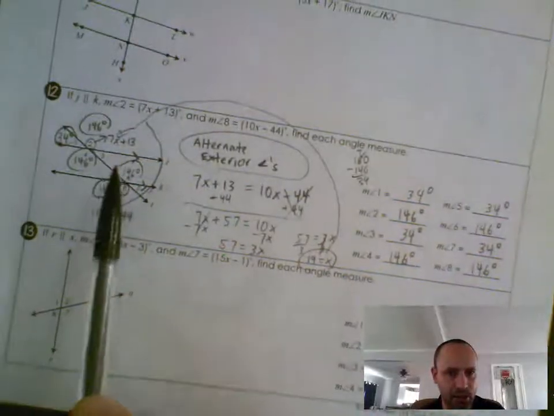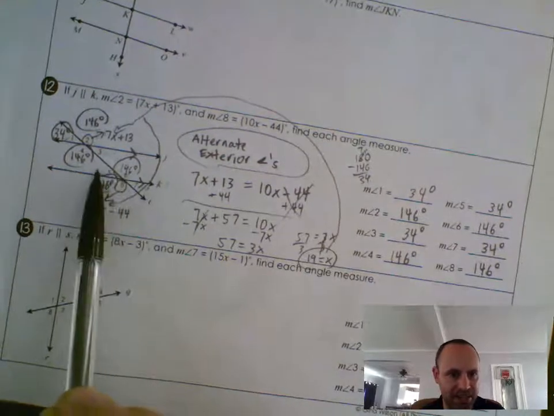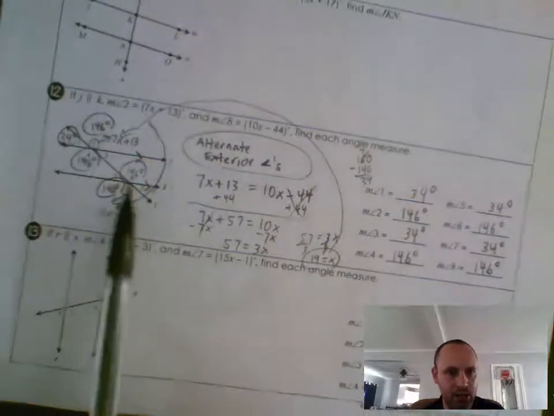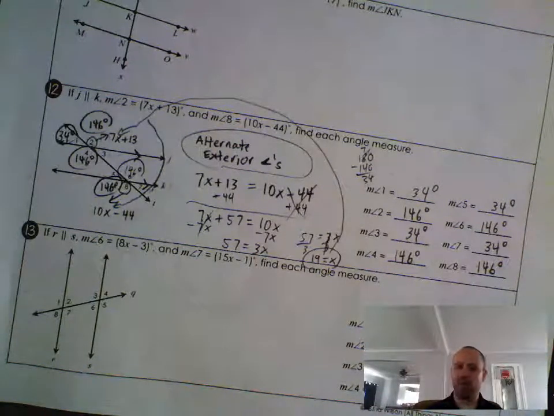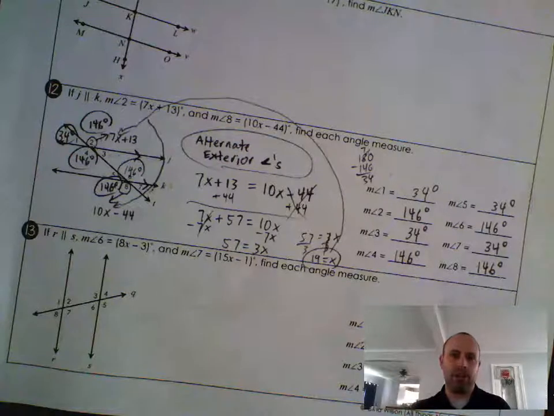So that's a 34, right? If that's 146, that's a 34. And then these are vertical, so they're both 34. So that's how you do this type of problem. Everything's predicated off: do they equal 180? Do they equal each other? On the last lesson, do they equal 90? And once you figured that out, then you can set them equal to either each other, 180, or 90.